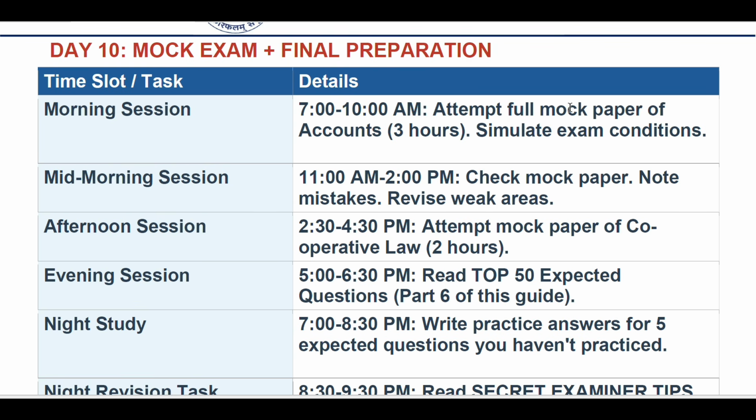In the first half, attempt a full mock paper for accounts, 3 hours, and simulate all exam conditions, as well as refer to previous year exam papers. Next session, check the mock paper, note whatever mistakes you made, and revise weak areas. Then in the afternoon session, attempt a mock paper of cooperative law. I suggest this because you have to write 2 papers in a day, so continuously 3 plus 3 is 6 hours of sitting.